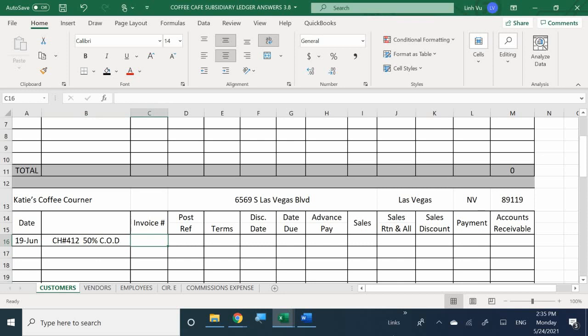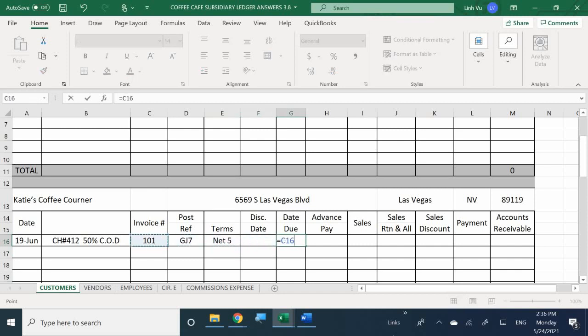Right. Invoice number 101, and post reference GJ7. The terms are 50% COD, net 5. In this case, you could just put net 5 because we already indicated that they paid 50% COD. So in that case, there's no discount due date. However, when is it going to be due? 24th. Good.